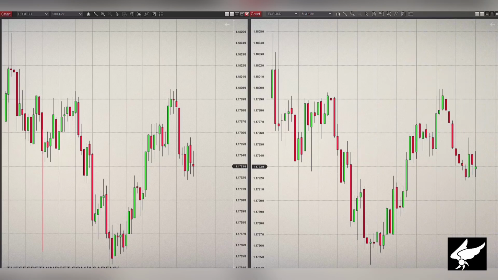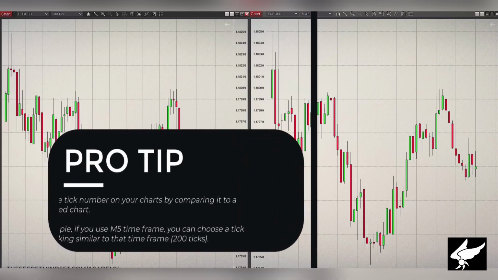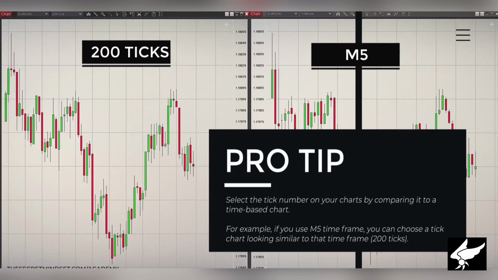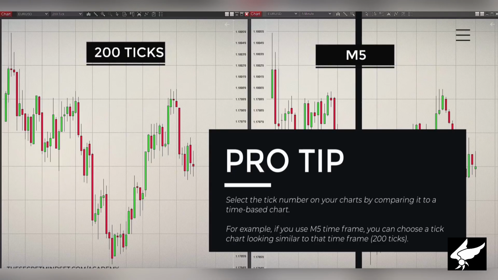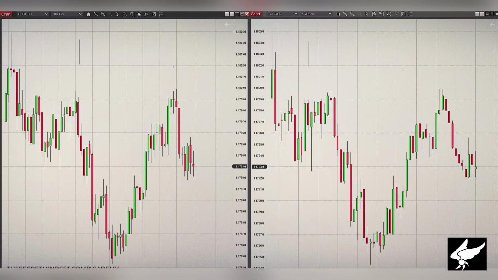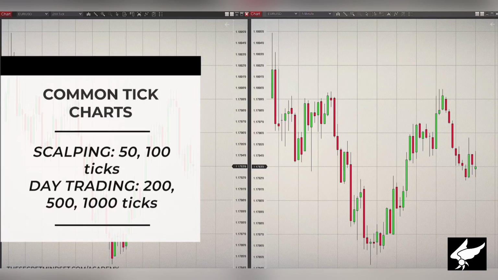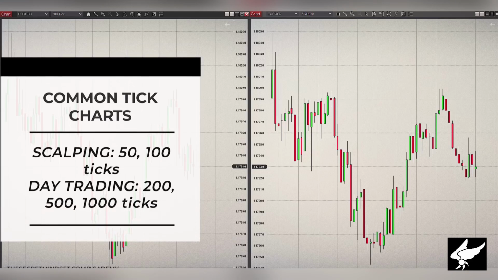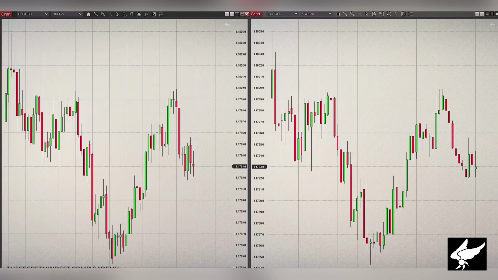Another approach would be to select the tick number on your charts by comparing it to a time-based chart. For example, if you prefer day trading on a 5-minute chart, you can choose a tick chart looking similar to that chart, like 200 ticks for example. If you prefer to scalp, charts with 50 or 100 ticks would probably suit you. For day trading, 500 or 1000 ticks are the most commonly used. Of course, there is no best number of ticks to trade with, you just have to test different settings and select the one that suits you.